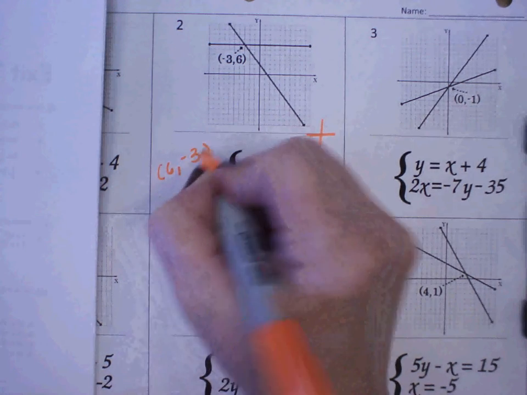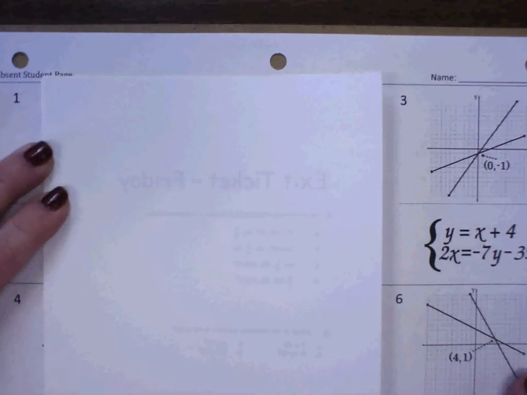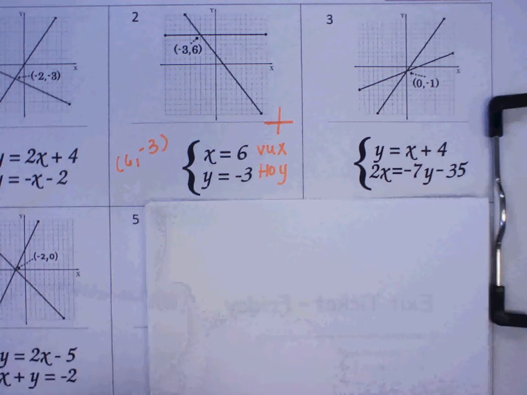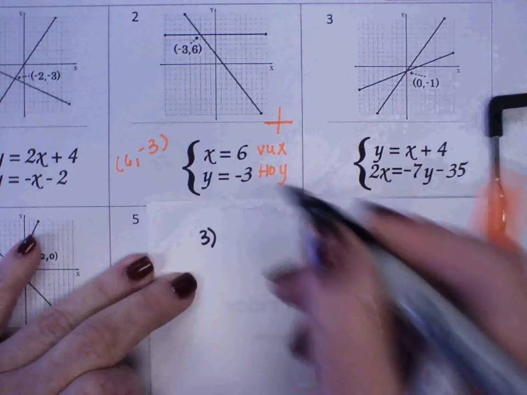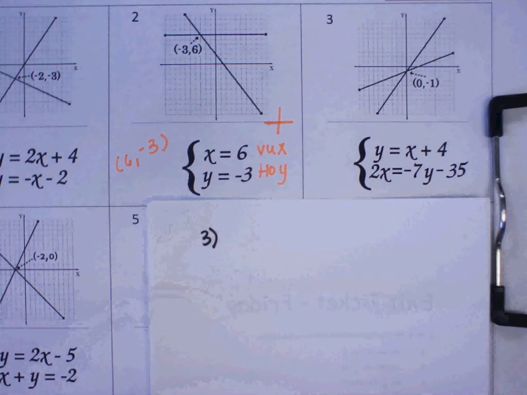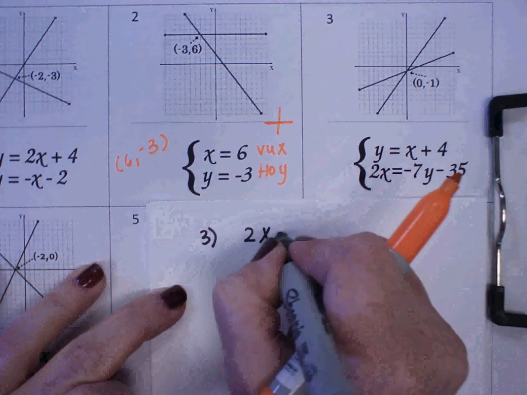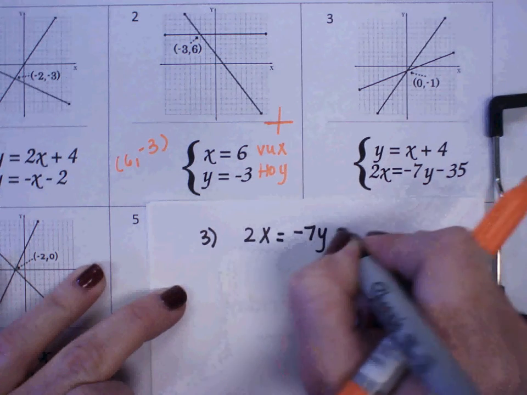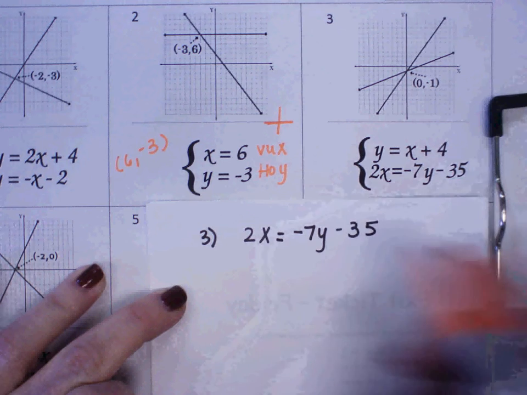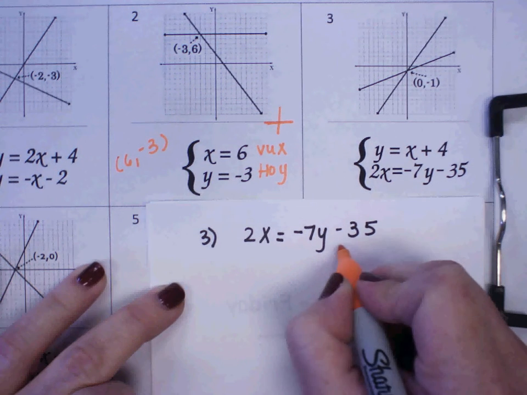We're going to have to do some solving for y, correct? Yes, Priscilla says only on the second one. It's not that bad. All right, so 2x equals negative 7y minus 35. No, we're not going to do minus 2x. Add 35, correct?